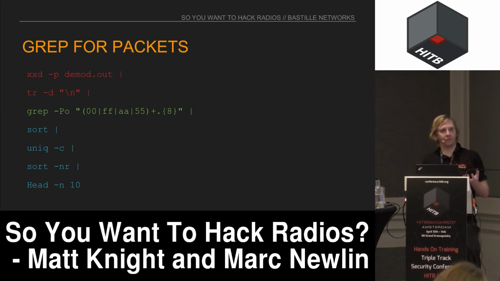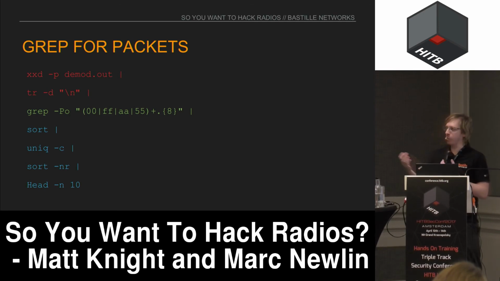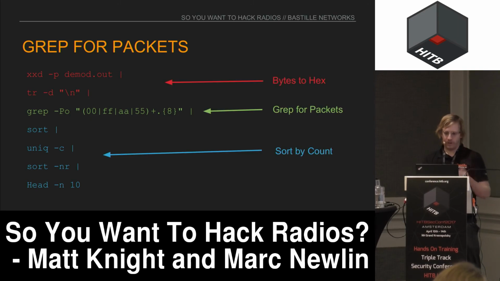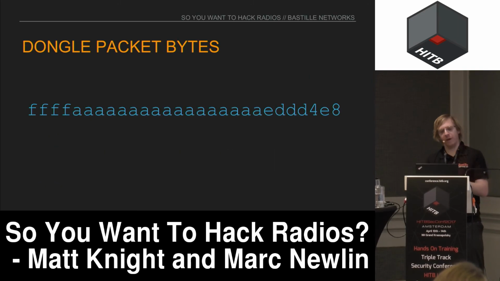That's a reasonable length for an address. And then we can just see what's repeated over and over again in the output file and sort by the unique counts. We run this command, and we get the bytes count sorted by count, and we get this output here. And this is going to be the packets that are transmitted by the dongle. So we have 4 Fs, a bunch of As, and then 4 bytes.